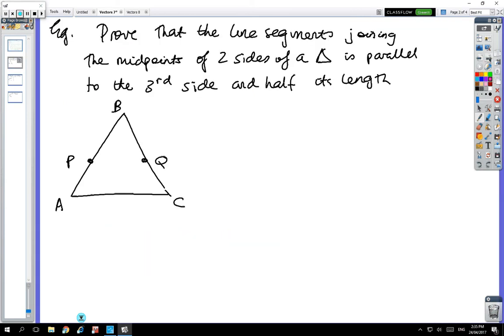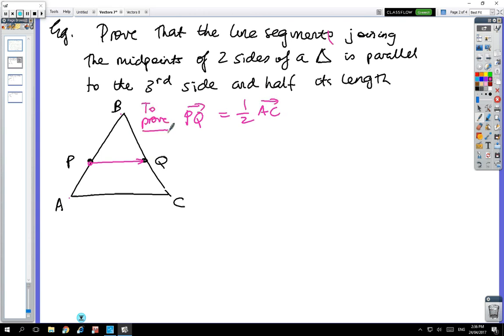Okay, so what we're looking at are 3 examples over the next 3 pages, and these are ones you may not have ever seen before, but we're going to use vectors to prove it. So the first one is prove that the line segment joining the midpoint of 2 sides of a triangle is parallel to the third and half its length. So I've got a triangle ABC, and P is the midpoint of AB and Q is the midpoint of BC. So what it's trying to prove is that PQ equals half of AC. That's what we're trying to prove.